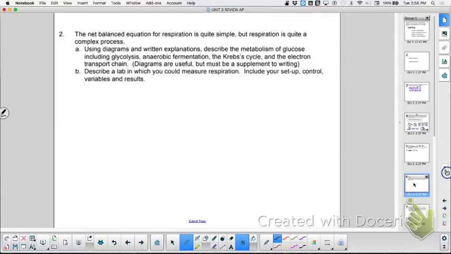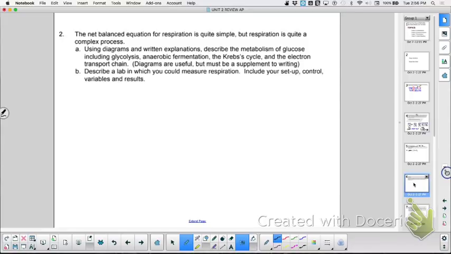Okay. The net balanced equation for respiration is quite simple, but respiration is quite a complex process. The very first thing I would do is give me the equation. I would write the equation for cellular respiration. The simplified or the more complex? Complex. C6H12O6 plus 6O2 goes to 6CO2 plus 6H2O plus 36 to 38 ATP old school, 32 to 34 new school. Okay. So plus ATP or plus energy.